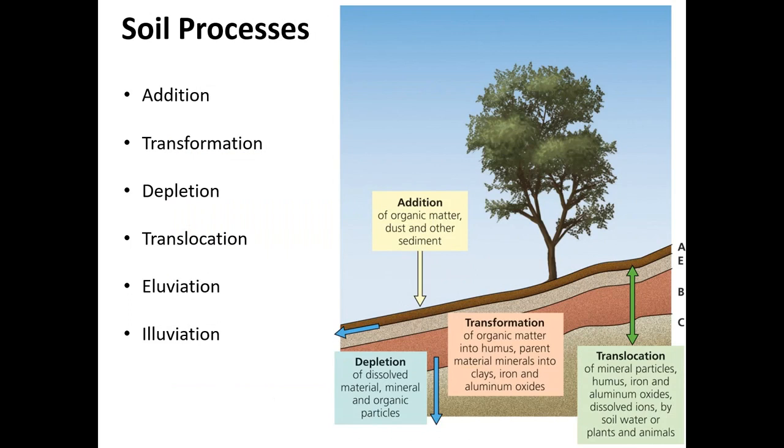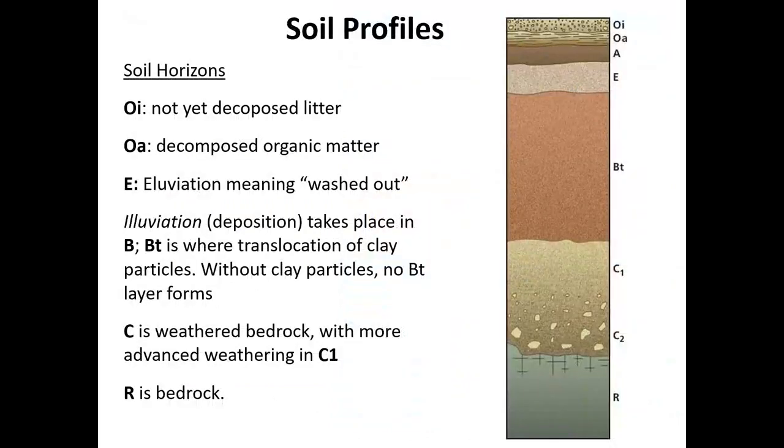So alluviation is a soil process that's associated with depletion, where you have minerals washing down a hill. And illuviation is a process of percolating moisture and minerals coming down into the soil, and that's associated with translocation. So these are different processes that can change soil over time.